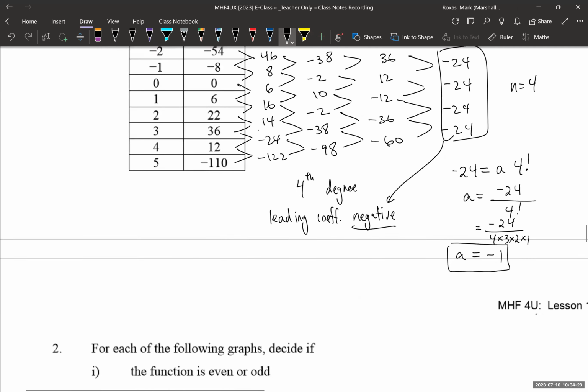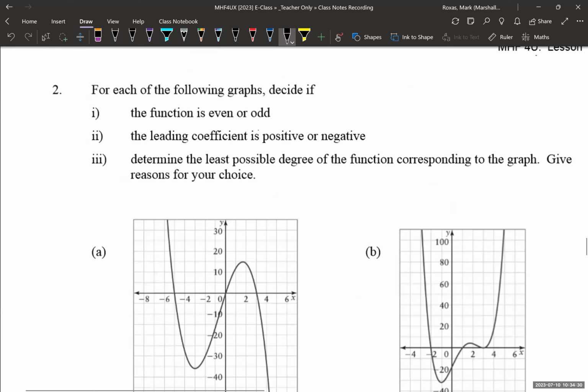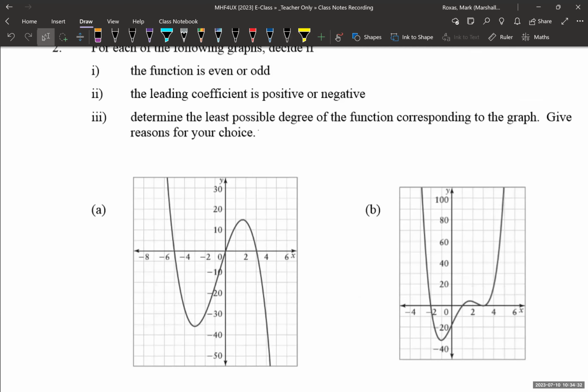All right. Look at another example. For each of the following, decide if the function is even or odd, if the leading coefficient is positive or negative, and determine the least possible degree of the function corresponding to the graph. And so I'm just going to review a couple of these examples we did last lesson. But remember, looking at end behavior, starting at quadrant 2, ending in quadrant 4. Crossing the x-axis here, this is going to be an odd degree function.